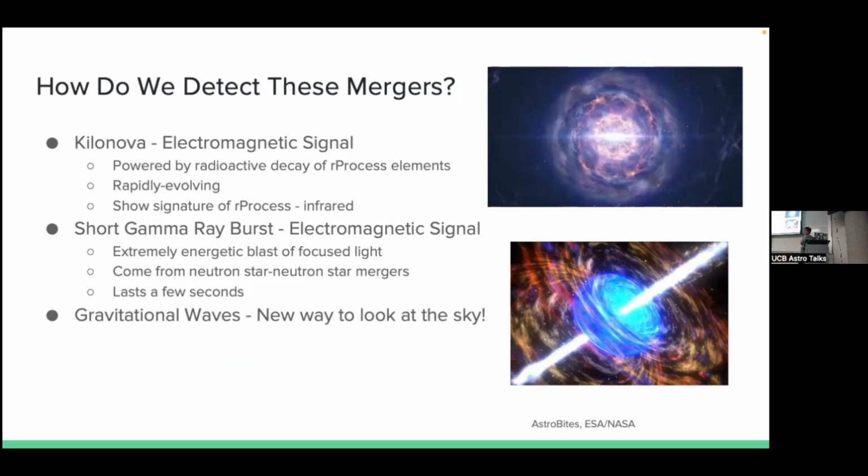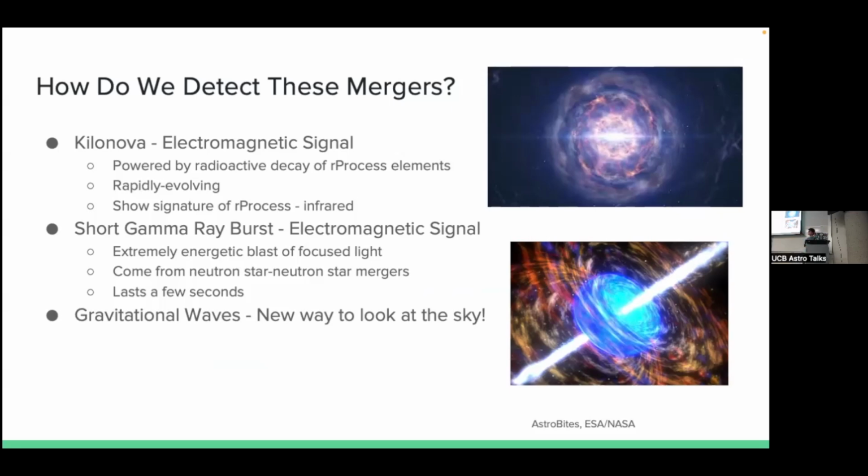There are also short gamma ray bursts. Those are essentially extraordinarily powerful blasts of light, and these come from neutron star mergers. We categorize gamma ray bursts as short or long, and the short ones in particular come from neutron star mergers. These things last a few seconds. It's basically like turning on a floodlight and then turning it off just a few seconds later. It's pretty easy to spot these things with our telescopes.